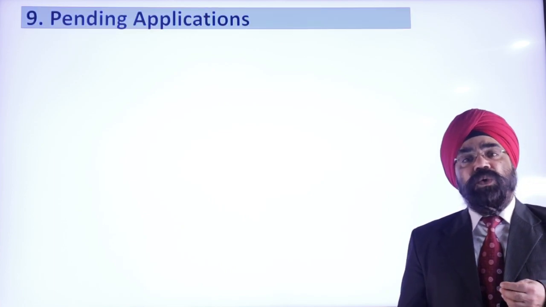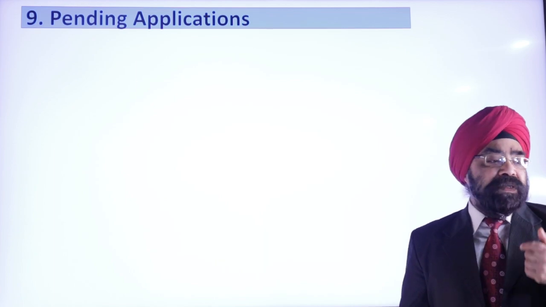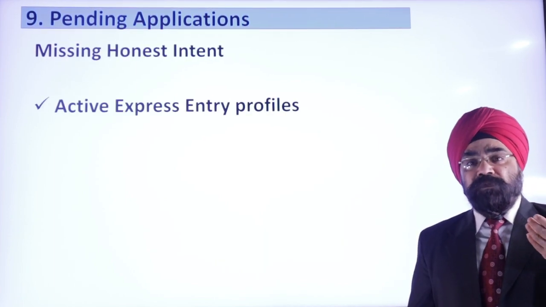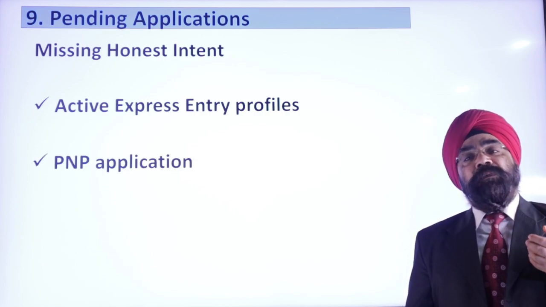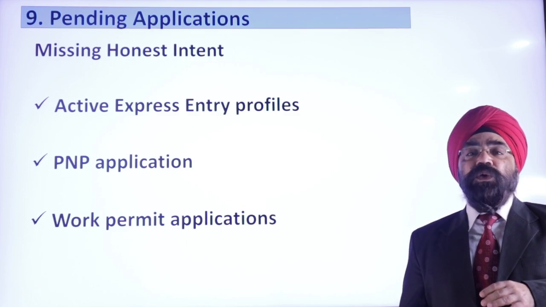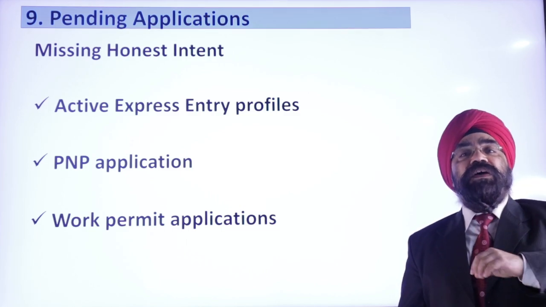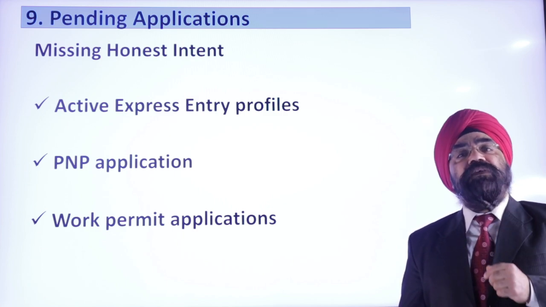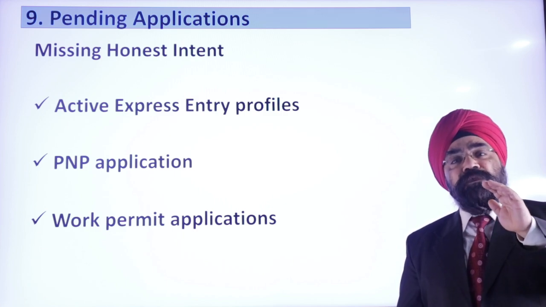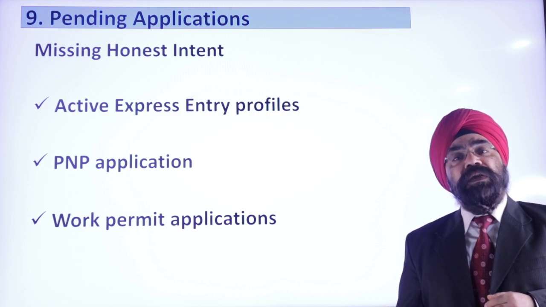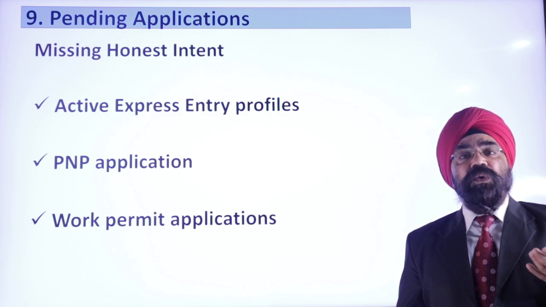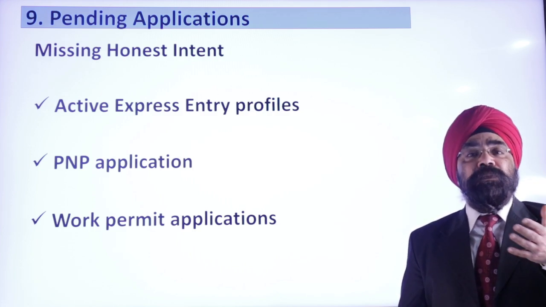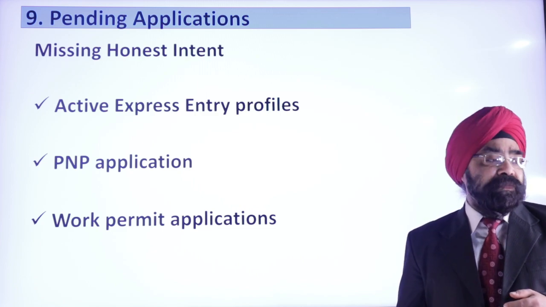Now point number 9, pending applications. You have applied earlier for Express Entry, you have an active profile for PNP, you have applied for a work permit, for caregiver, whatever. You see the program, you apply. And now you have applied for a study permit also. Do you think you will get a visa? Don't you think your profile and information is already with the Canadian government? They will see how many profiles you have. Applying so many times in so many places is not in your favor.